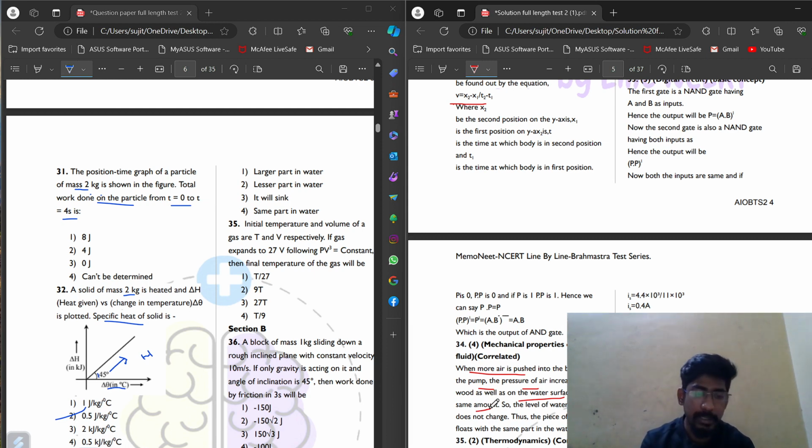You all know that P is equal to F by A, right? So the level of water in the wood does not change. The piece of wood floats in the same part of the water, right?